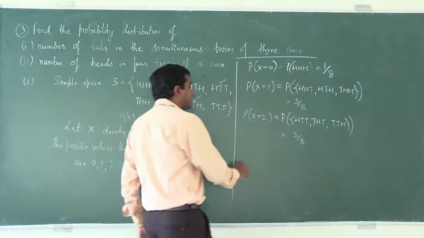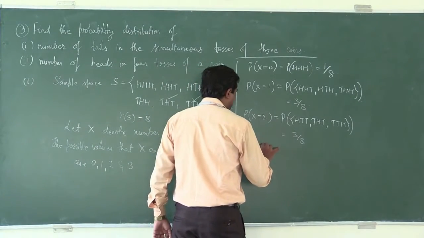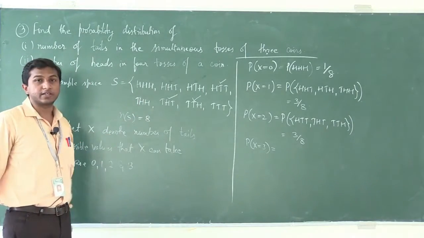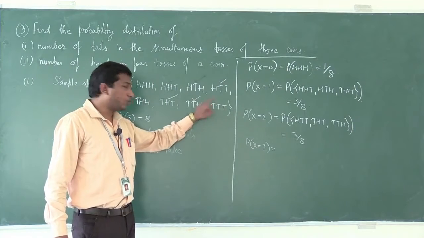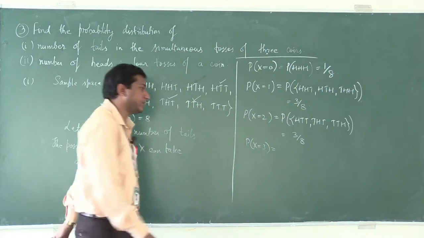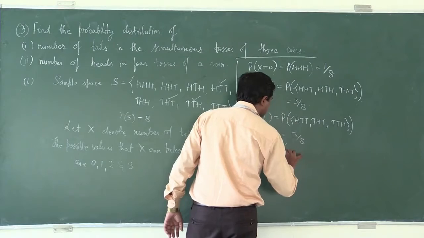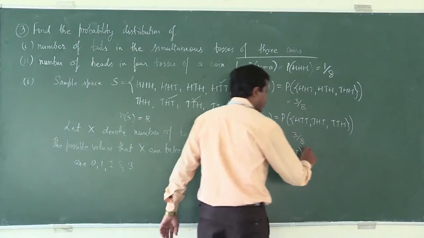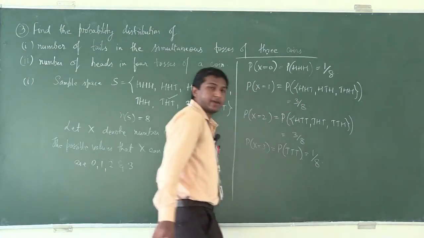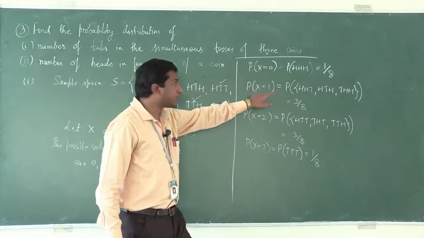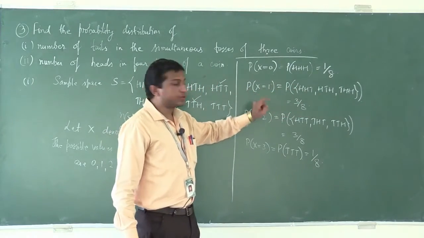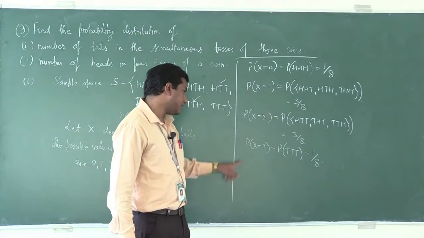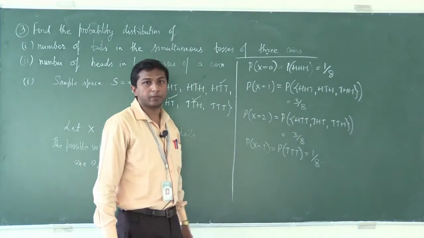Lastly, what is P of x equals 3? X denotes the number of tails. When are we getting 3 tails? Only when you are getting TTT. So I can write this as the probability of TTT, that is nothing but equal to 1 by 8. So P of x equals 0 is 1 by 8, P of x equals 1 is 3 by 8, P of x equals 2 equals 3 by 8, P of x equals 3 is 1 by 8.